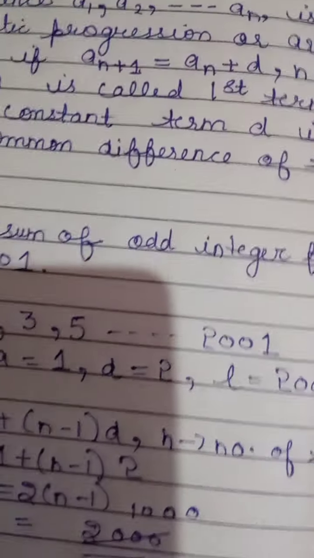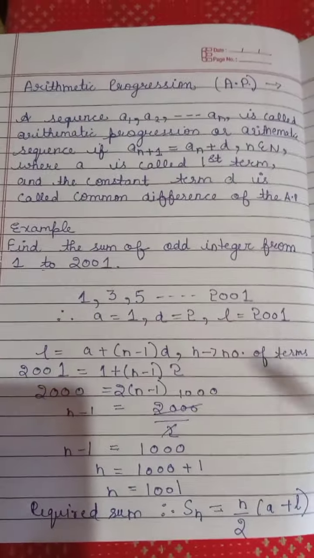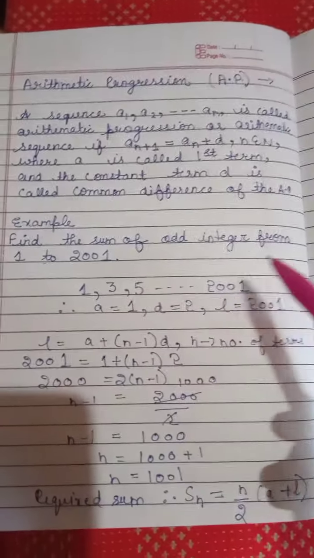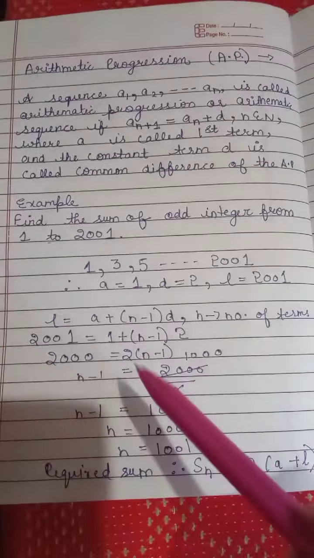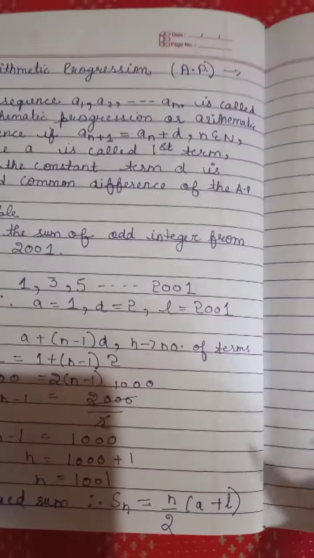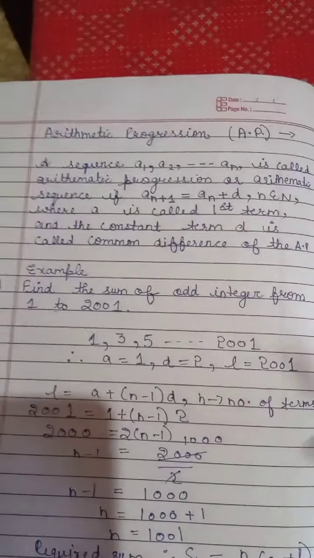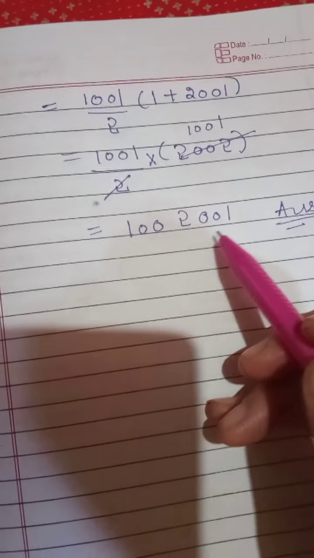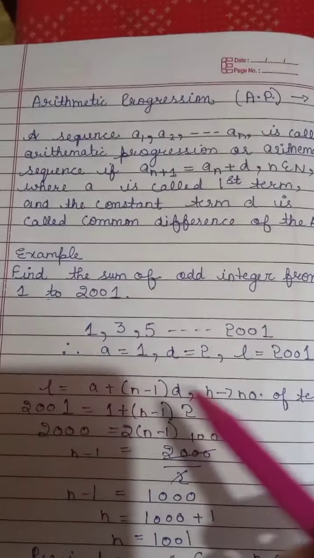So in this way we have to solve an AP, arithmetic progression. In this sum of odd integers, we have to calculate n, so we apply this formula. Then we apply Sn is equal to n by 2 times (a plus last term). And finally we calculate the sum of all integers, that is 1002001. This is the sum of odd integers from 1 to 2001.